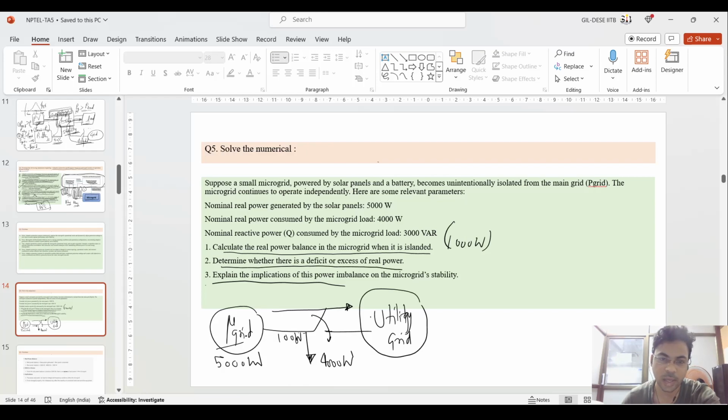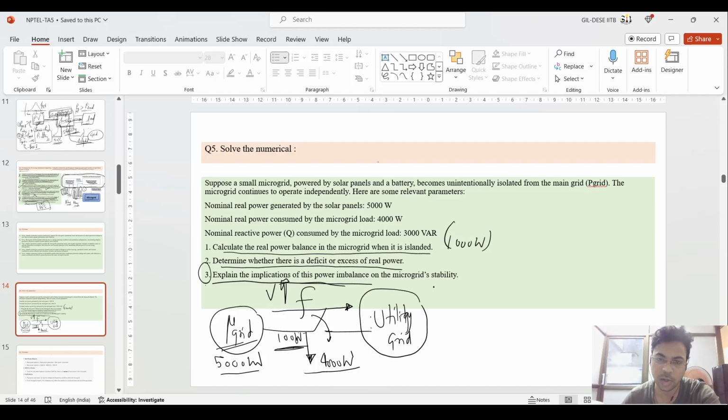Coming to the second part, determine whether there is a deficit or excess of power. This is excess. Why? Because this microgrid is generating 5000 watt and the load is consuming only 4000 watt, so 1000 watt will be the excess amount, which is not being transferred to the grid when it is islanded, whereas it was initially being transferred to the grid in the non-islanded situation.